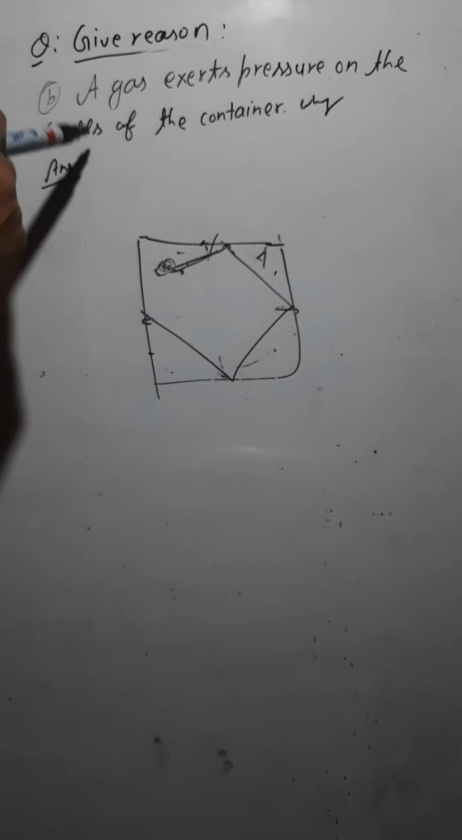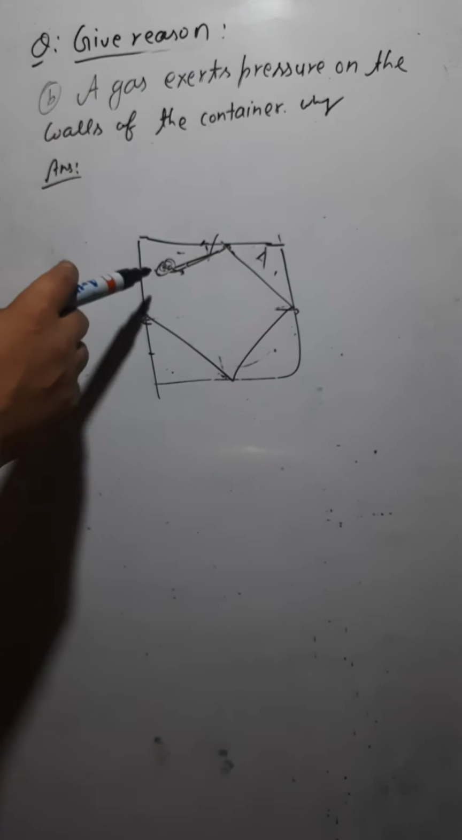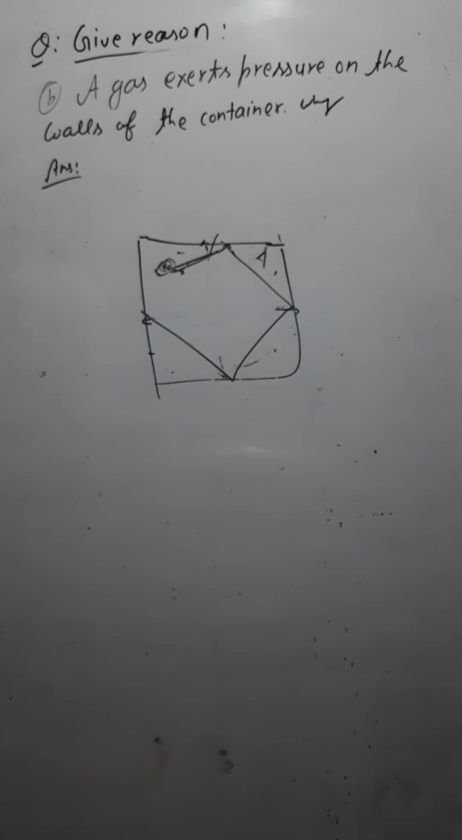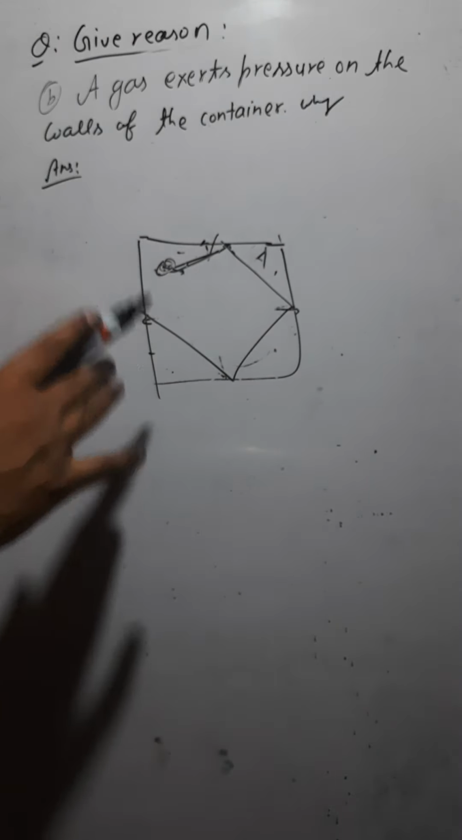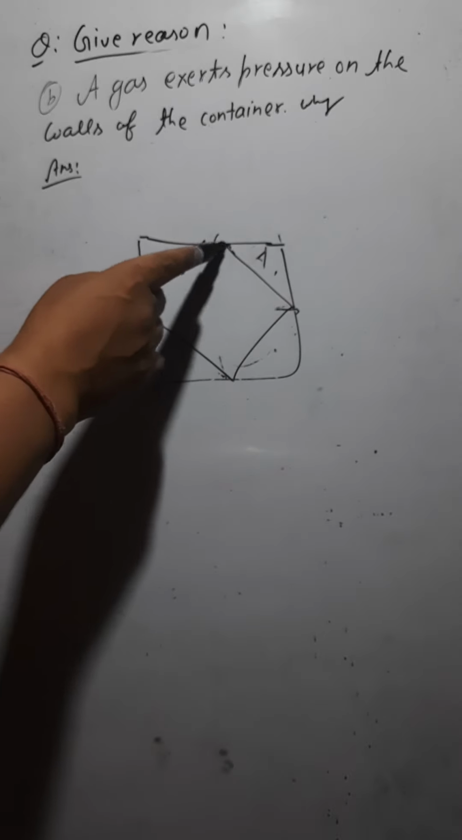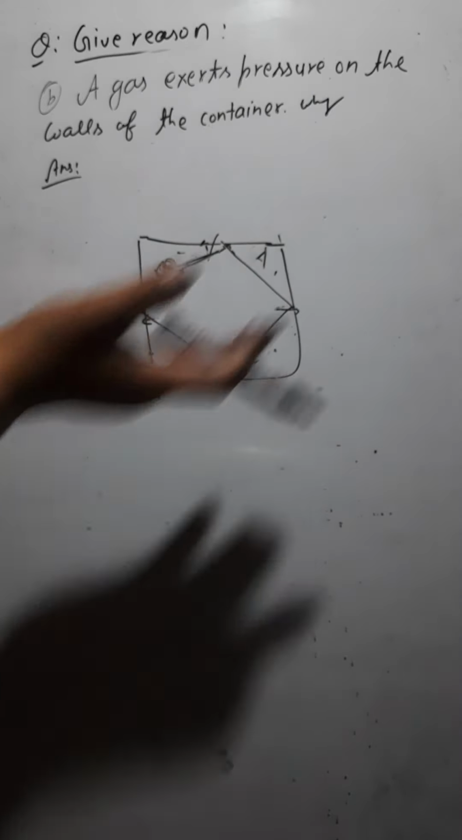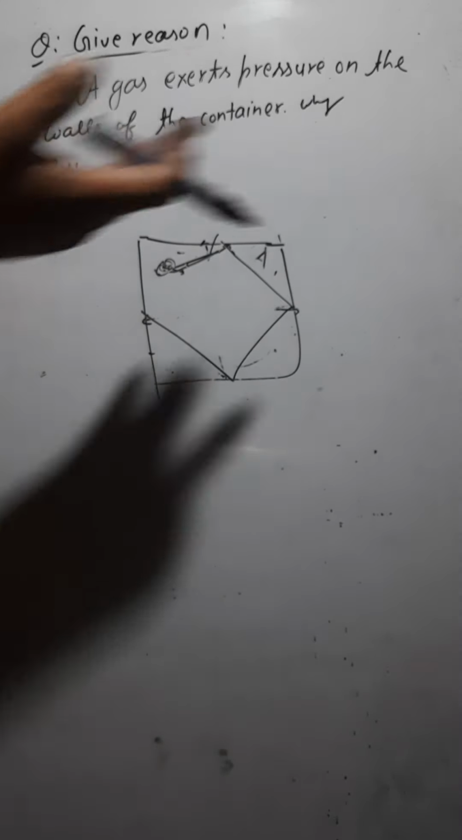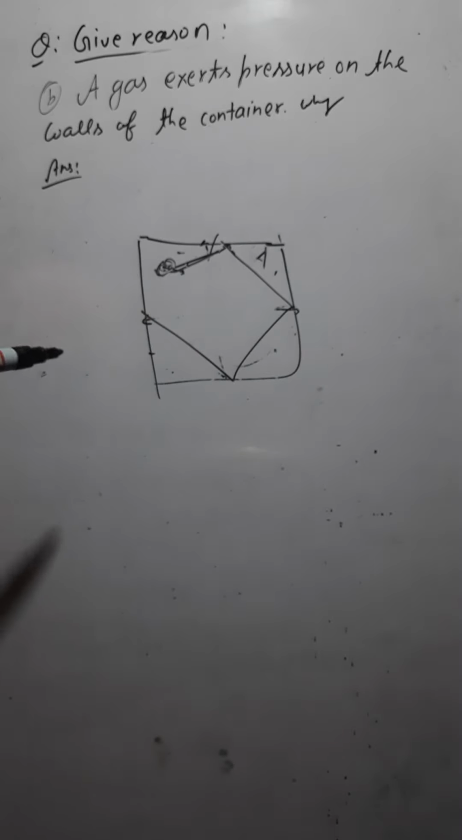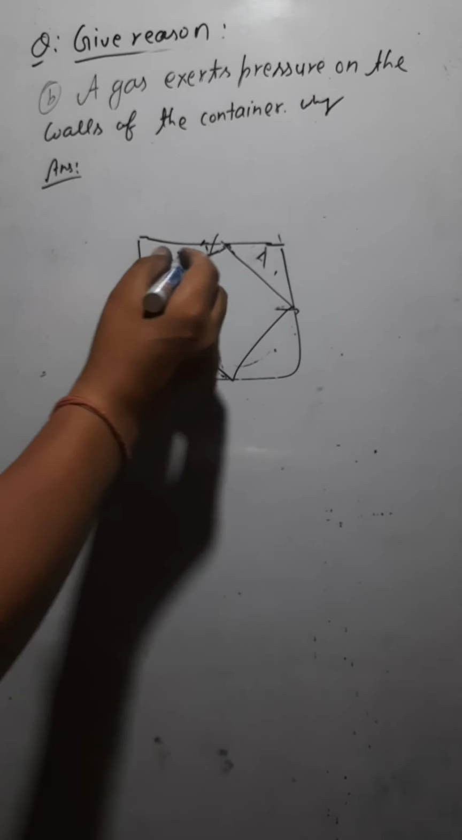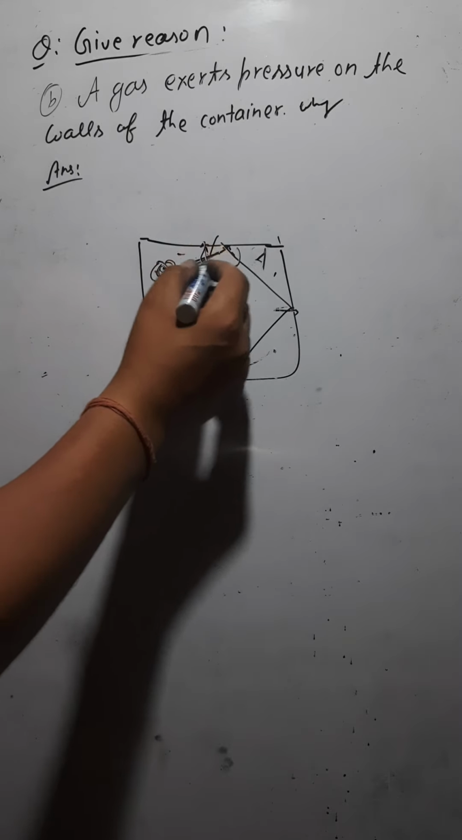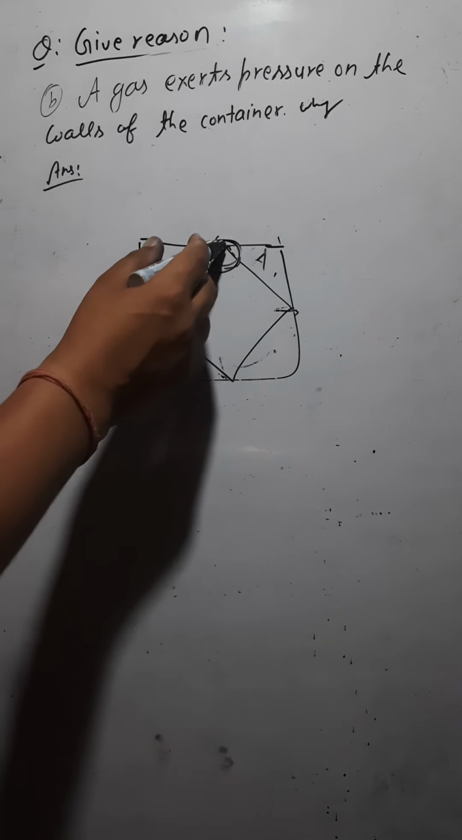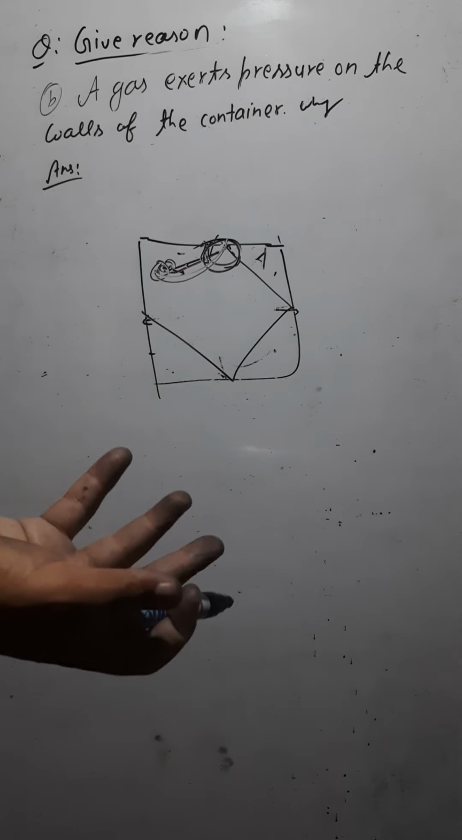So that is why we say that a gas exerts pressure on the walls of the container. Why? Because the molecules are moving with very high speed, they are colliding with the walls also, and they are exerting some force there. This is the force which is the pressure. The molecules are applying some force on the walls of the container. We call it the pressure, the force that they are applying per unit area. Let's say you have the molecule, and in this one area, this is the unit area. How much force has been applied here? This is called the pressure.